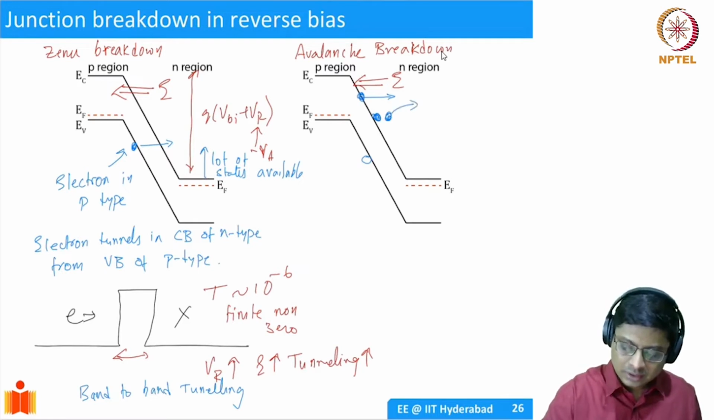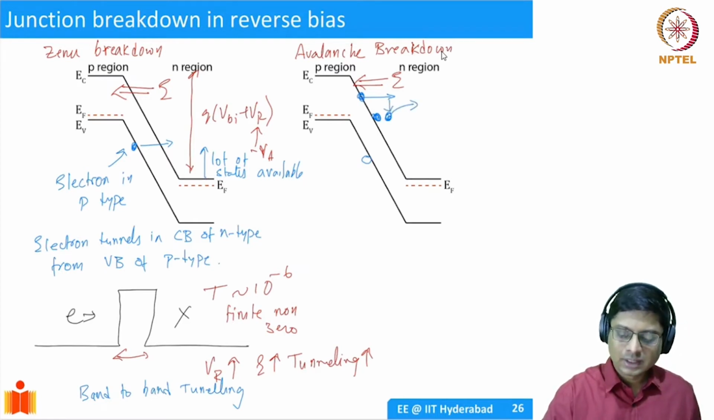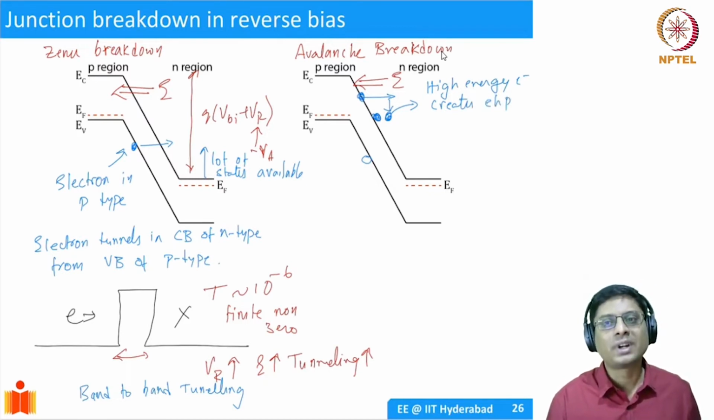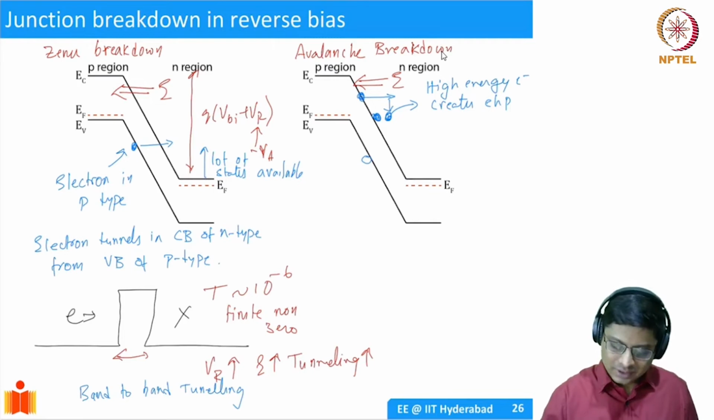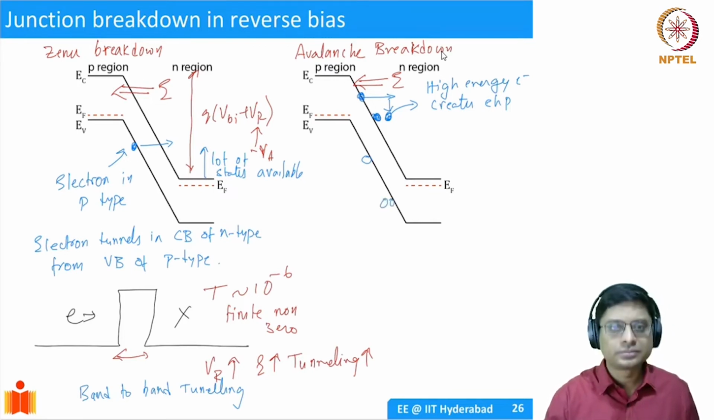So basically, a high energy electron creates an electron hole pair. One electron, as it acquires kinetic energy, will create one electron hole pair. It depends on the amount of energy it acquires. And then these two electrons will travel again in the band, right? In the conduction band, they're free to move about. And as they acquire kinetic energy, they create more holes.